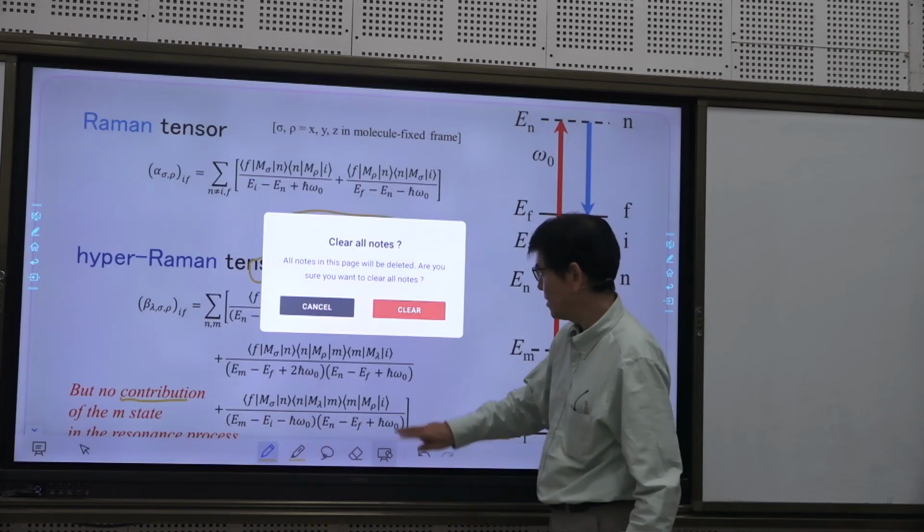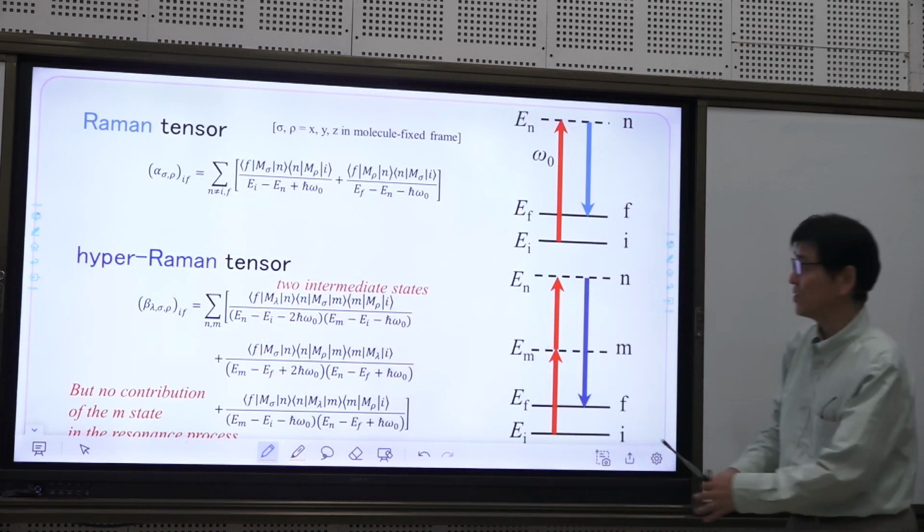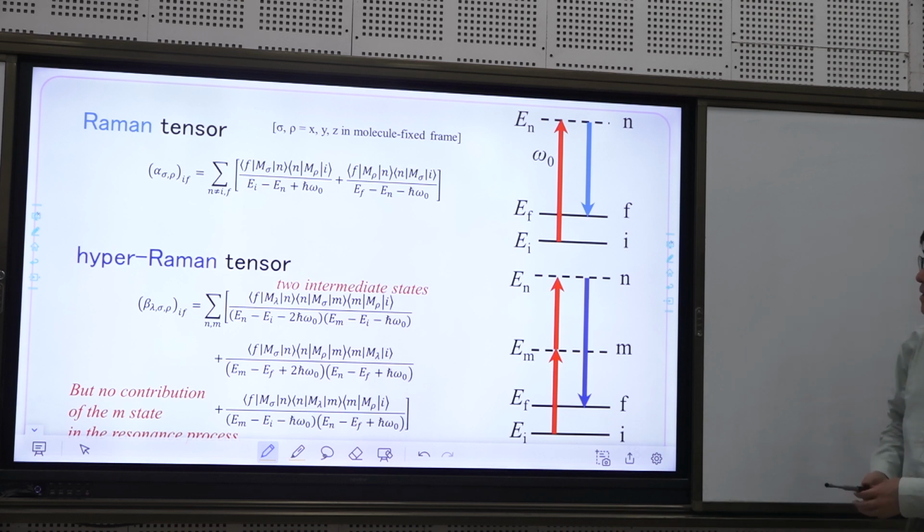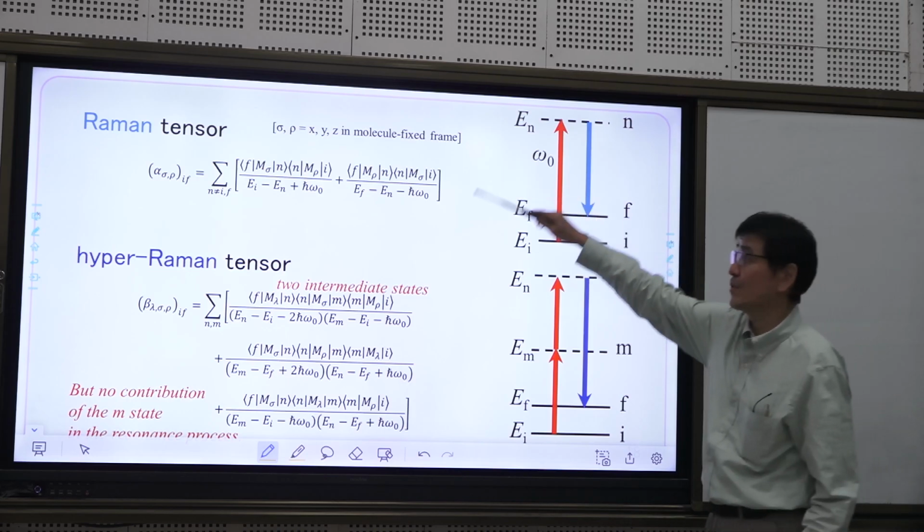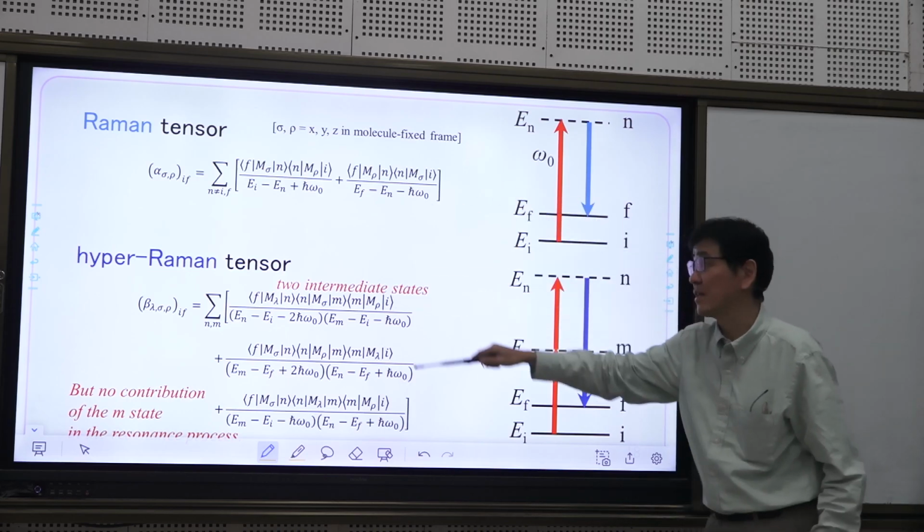Okay, I add this page. Please refer to this page later. It recalls your memory about the Raman tensor and hyper-Raman tensor.